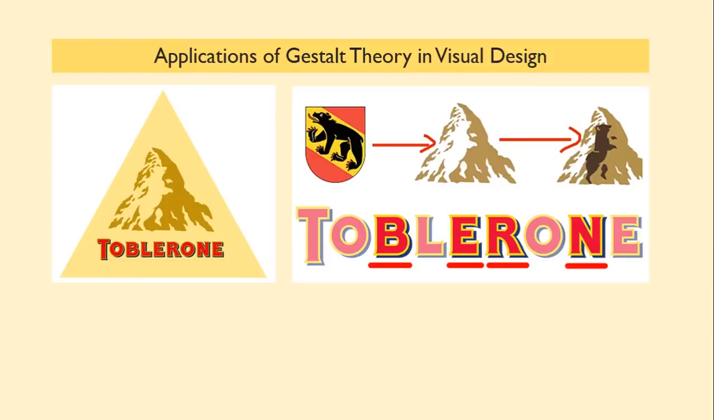Now, as I mentioned to you before, Gestalt is used quite often by designers, and one of my favorite examples is the Toblerone logo. Yeah, those chocolates that come shaped in triangles. Yeah, so there's a bit of background information on this brand, and once I've shared that with you, I will break down how the logo is actually related to the history of the company.